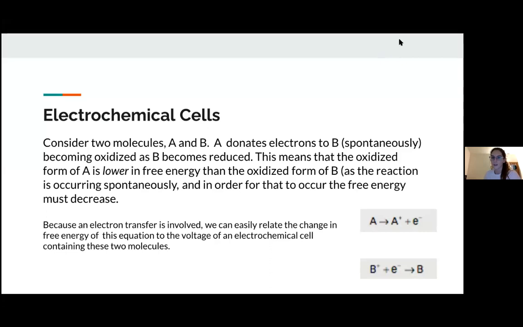In order to understand this, we're going to talk more simply about just thinking about two molecules, A and B. A donates electrons to B spontaneously, becoming oxidized as B becomes reduced. This means that the oxidized form of A is lower in free energy than the oxidized form of B, as the reaction is occurring spontaneously. Because an electron transfer is involved, we can easily relate the change in free energy of this equation to the voltage of an electrochemical cell containing these two molecules.